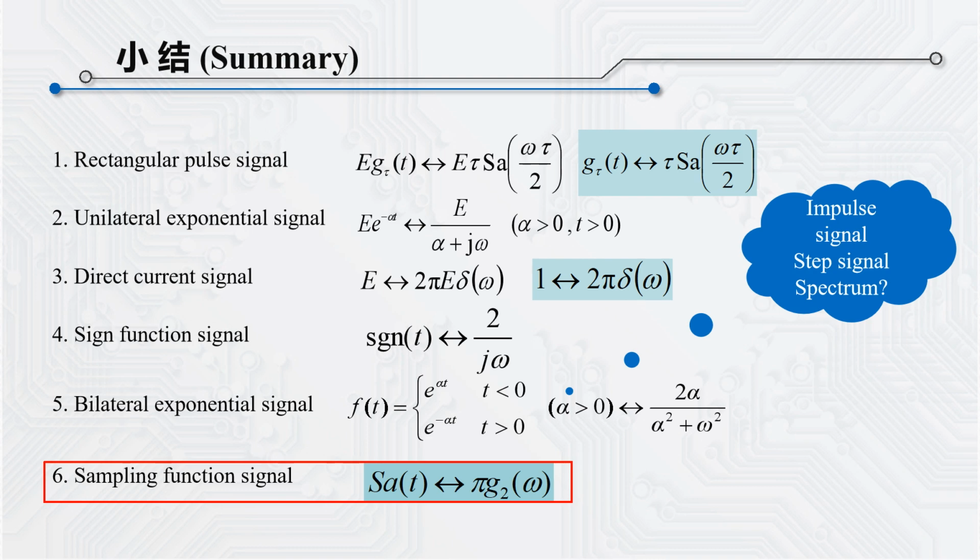Actually, in the basic knowledge module, we also discussed the impulse signal. As for the time domain characteristics of step signal and the impulse couple signal, they are all special singular functions. We will discuss their frequency characteristics in the next lecture.